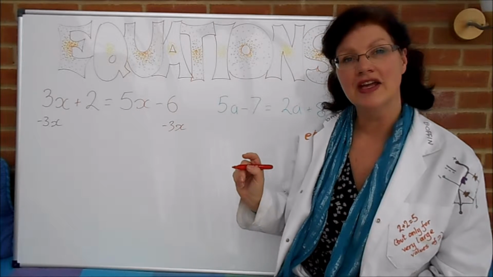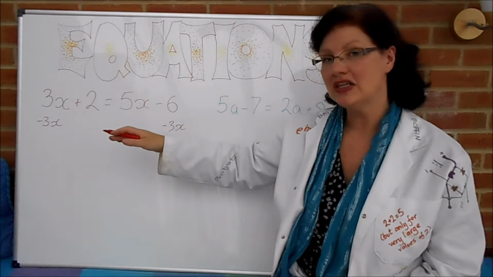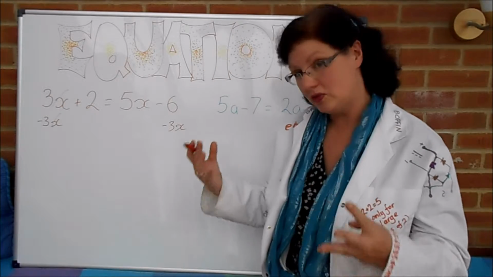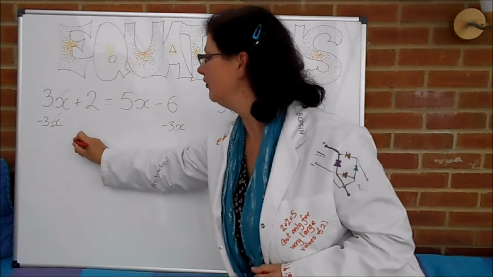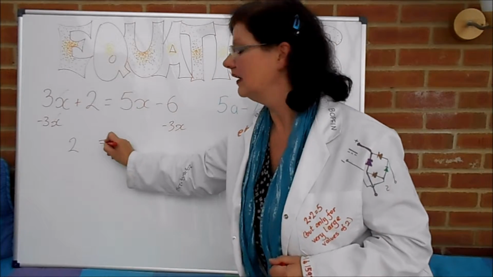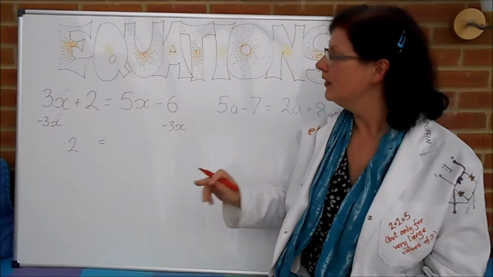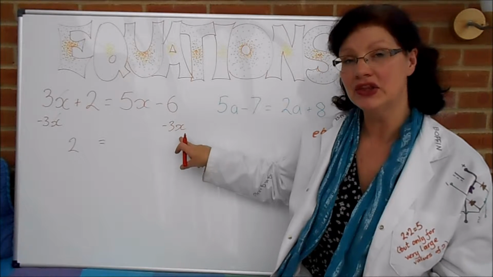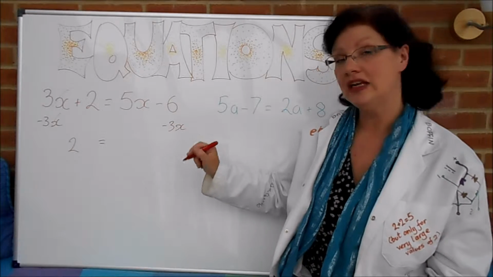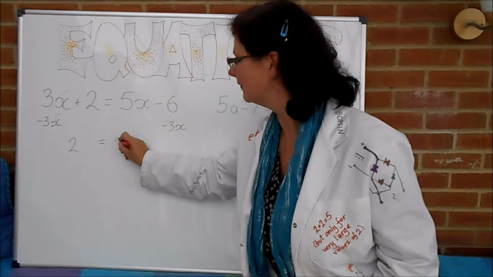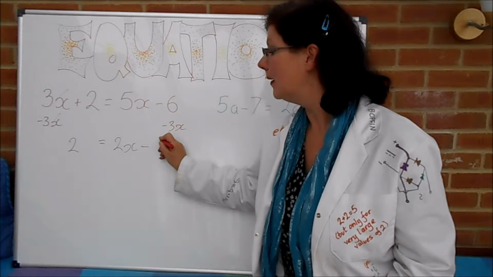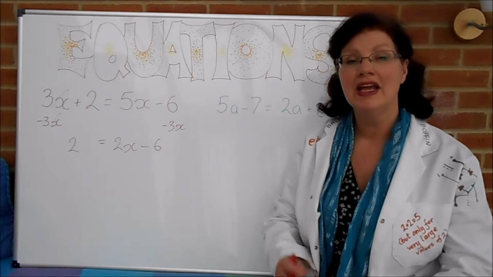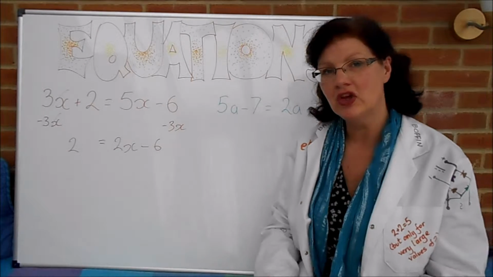So the left hand side, by the time we've got a 3x and we've taken away the 3x, those two things cancel each other out, which of course is why we do them, and we're left with just a 2 on the left hand side. The right hand side, we've got a 5x take away 6 and take away another 3 x's. So all in all that leaves us with 2 x's minus 6. Okay, that's got all the x's on one side. And now everything else is on the other.